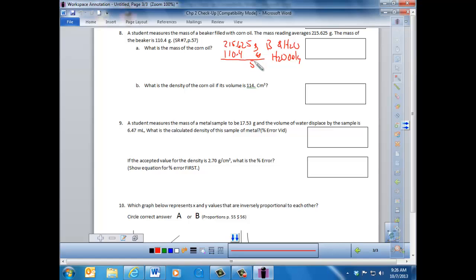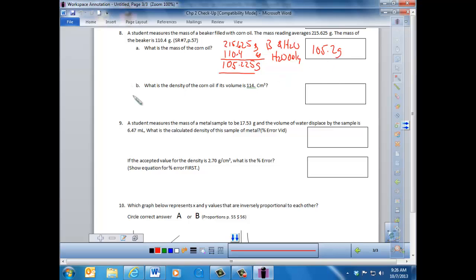So you do this subtraction here, and you get 105.1, okay? So you're going to have to estimate this out. You can only go to the tenths place. So this mass would properly be recorded as 105.2 grams, okay?